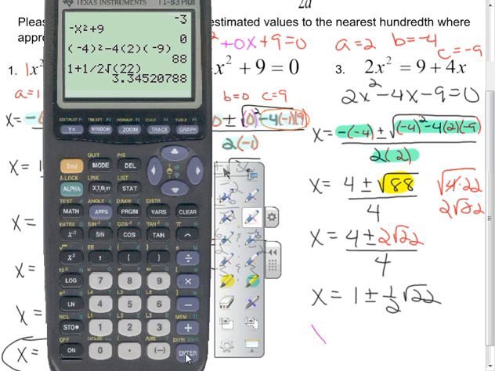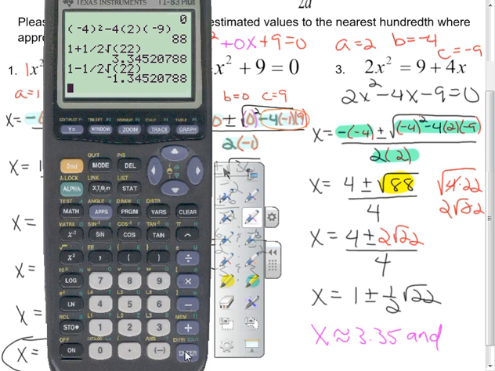So I will say x is about 3.35. I'll say end. And then I'm going to use my second enter to go back to this line, which is great to just change this plus to a minus. And then I get negative 1.35 as my other estimated value.